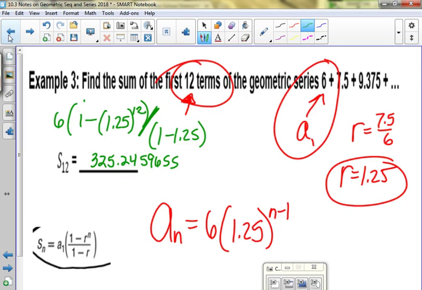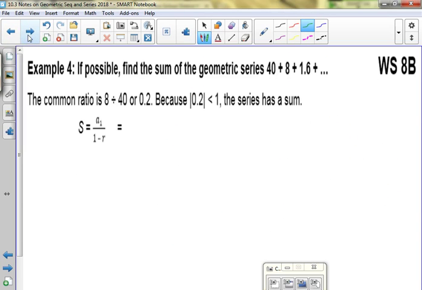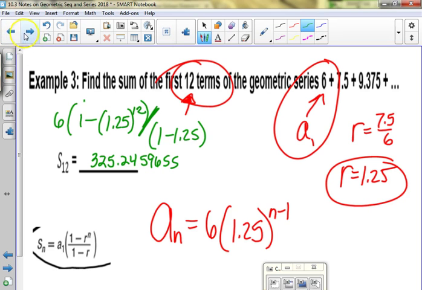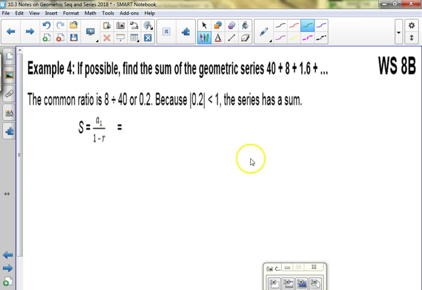Anybody know the difference between this question and this question? Nope, that doesn't matter. This wants a partial sum, guys. The sum of 12 terms, right? This doesn't say the sum of a particular number. It said the sum of the whole series, okay?